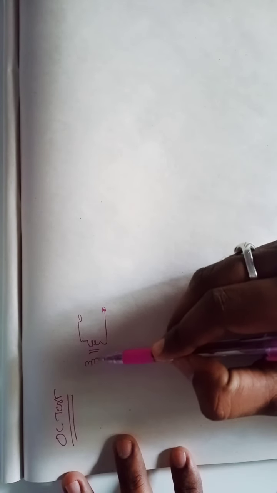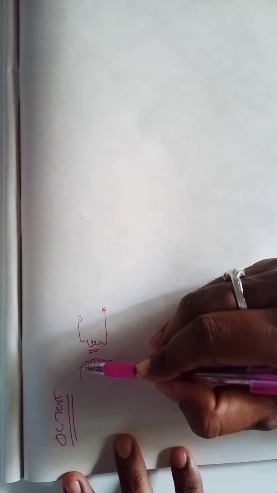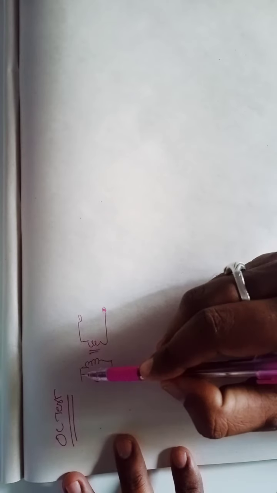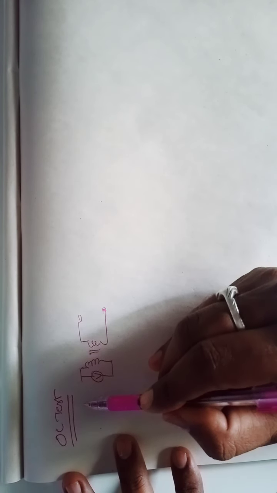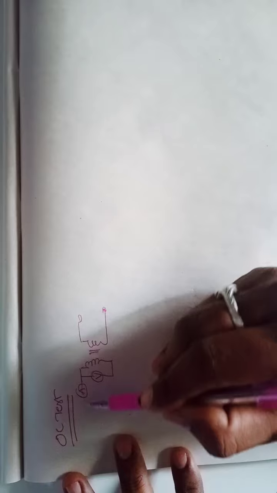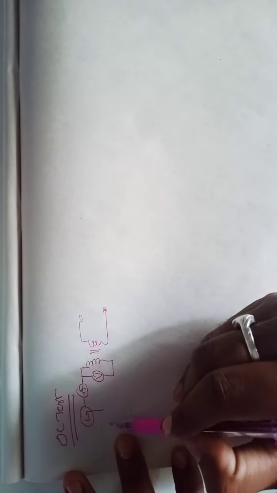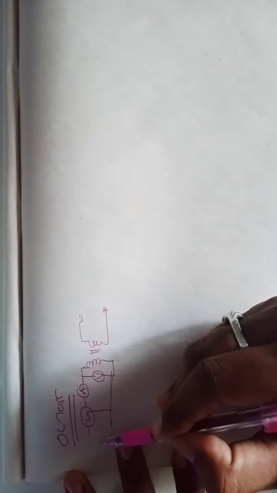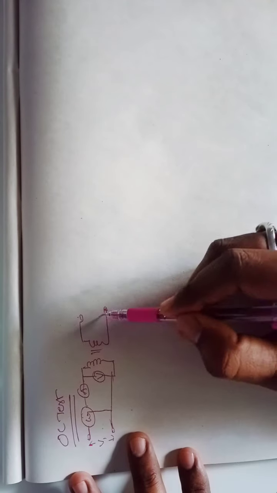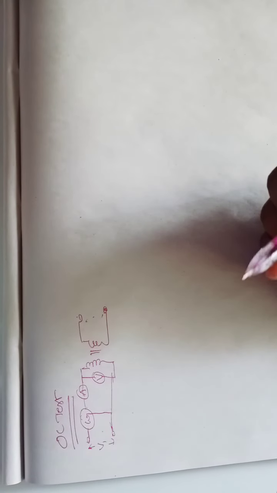This is the primary winding. For the primary winding you are going to arrange some meters. A voltmeter is arranged, an ammeter is arranged, and a wattmeter is also arranged. You give the input supply, that is terminal voltage V1, here, and you have kept the secondary winding open.